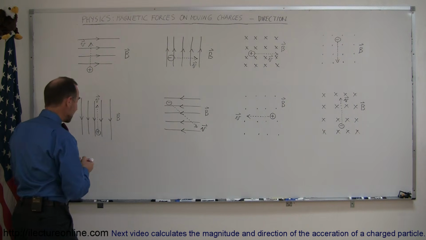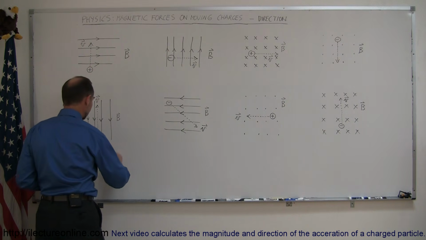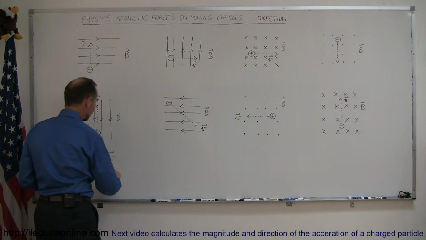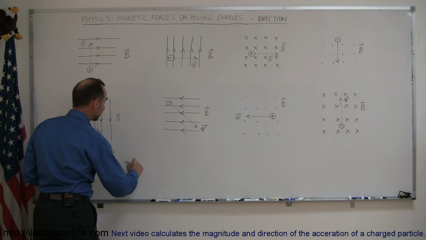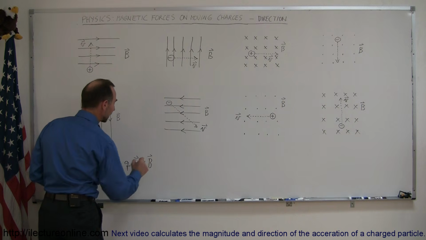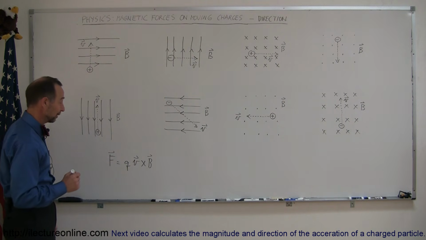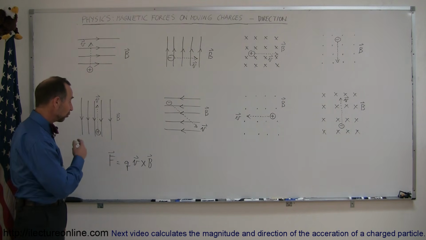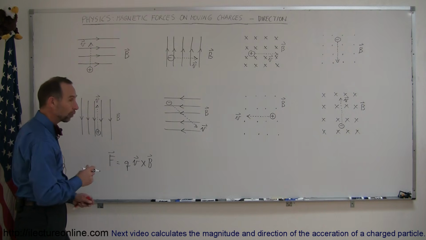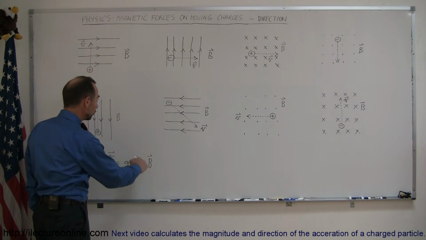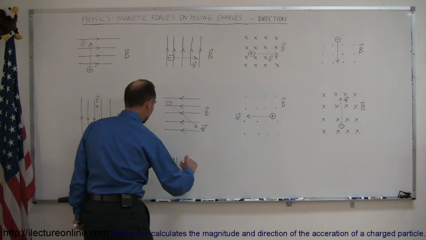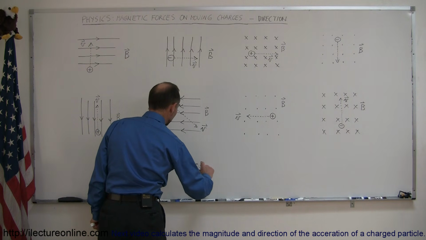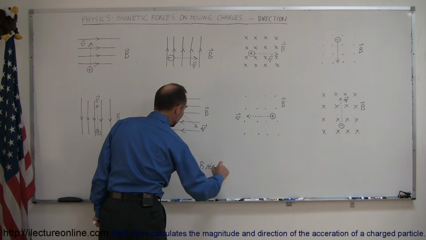Remembering, of course, that the magnitude of the force can be found by taking the equation that the force on a moving charge is equal to the size of the charge q times the cross product of the velocity of the charge and the magnetic field B. So force is q v cross B, and when we want to find the magnitude of v cross B, this can be written as the magnitude of the force is equal to q times v times B times the sine of the angle between them.